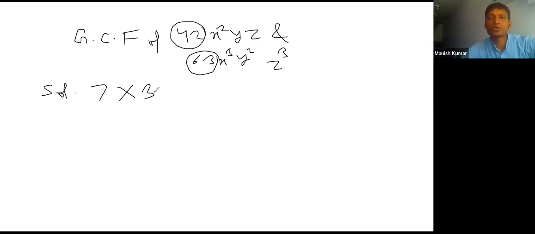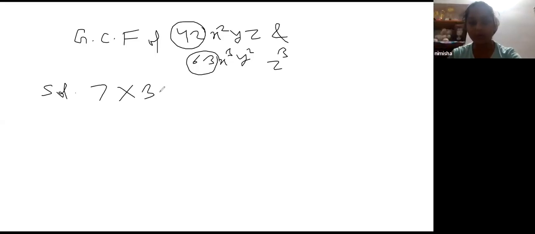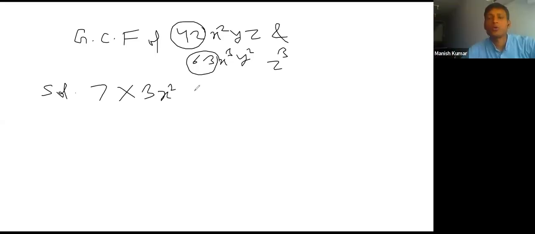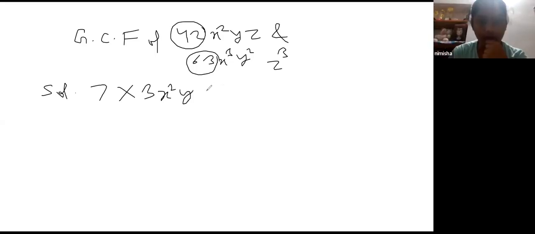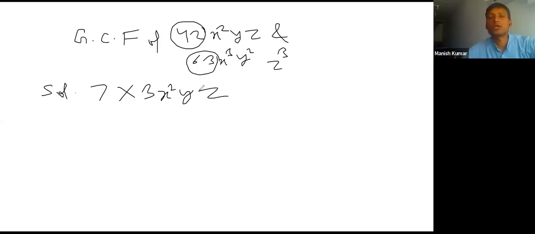Now x square and x cube: x square will be common. Among y and y square, y is common. Z and z cube: z. So this is our answer. That's all. So you can do it without solving all that, isn't it? But if you are told to find the GCF, then you have to find it in that way only. But afterwards, when you have to do it quickly, then you can use it like this also. But you have to practice for that.